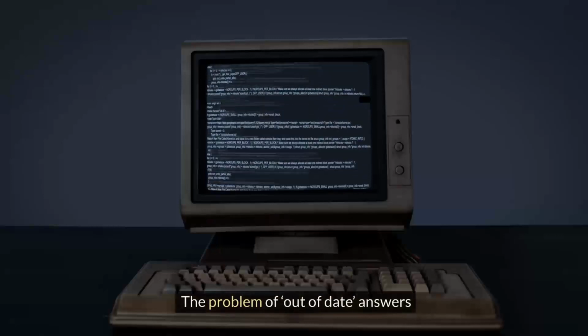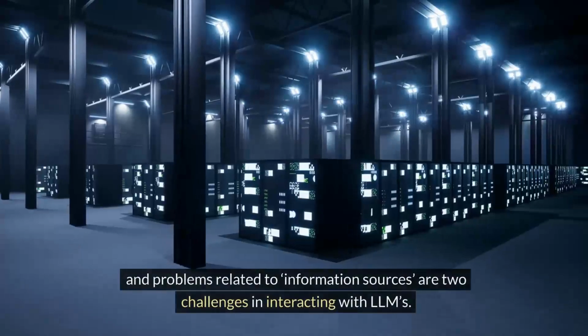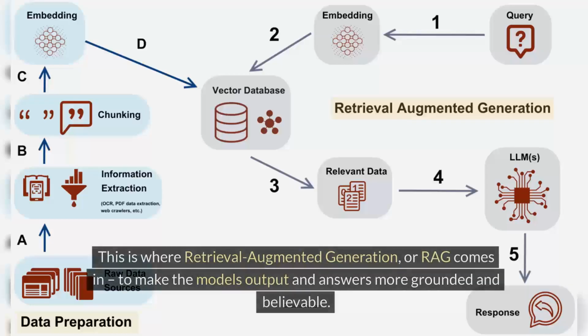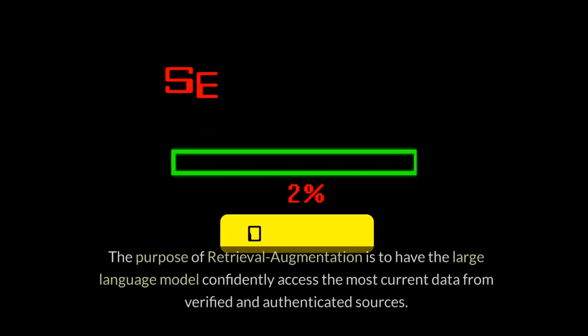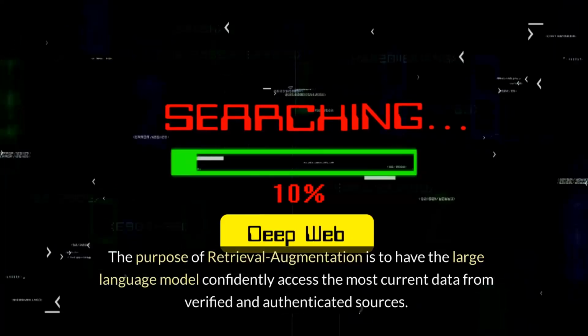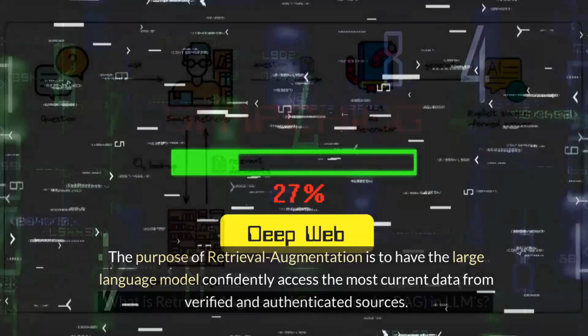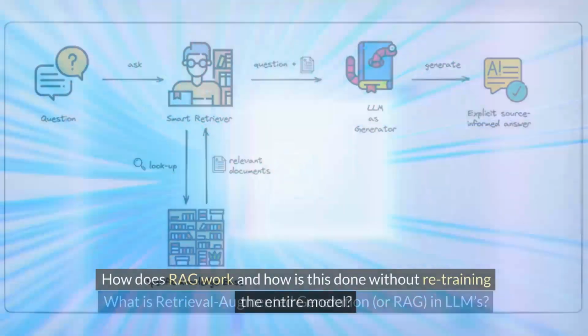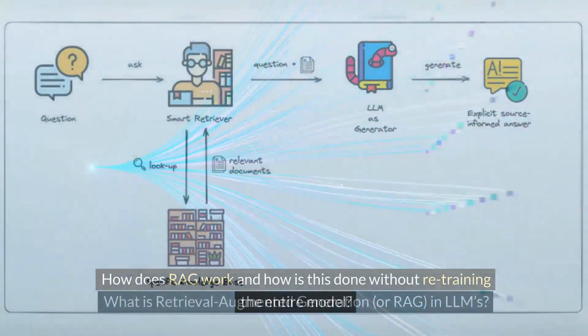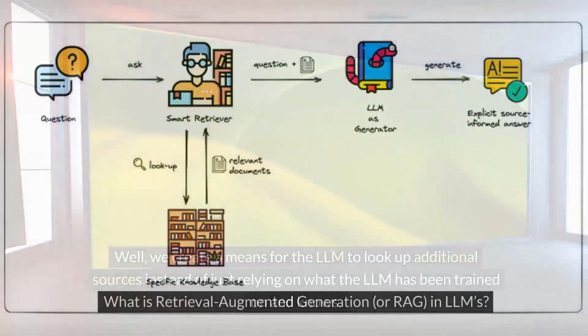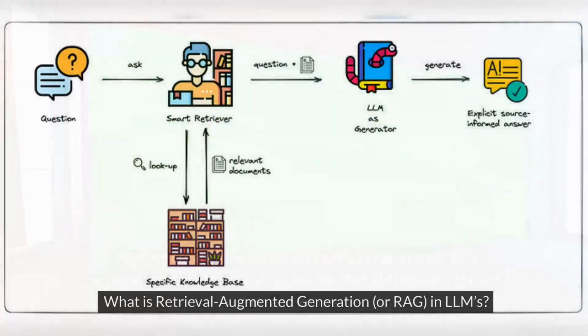The problem of out-of-date answers and problems related to information sources are two challenges in interacting with LLMs. This is where Retrieval-Augmented Generation, or RAG, comes in, to make the model's output and answers more grounded and believable. The purpose of retrieval augmentation is to have the large language model confidently access the most current data from verified and authenticated sources. How does RAG work, and how is this done without retraining the entire model? Well, we create a means for the LLM to look up additional sources instead of just relying on what the LLM has been trained on and knows.